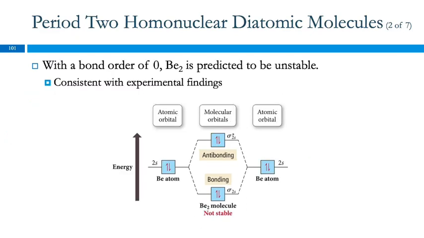What about Be2? Just go across the periodic table. Well, if we look at beryllium on the periodic table, it's in group 2A, and so we know that it has 2 electrons in the 2s orbital. Those are its valence electrons. So drawing the orbital diagram here, again, we've got the combination of 2 2s orbitals. We get a bonding orbital, an anti-bonding orbital.